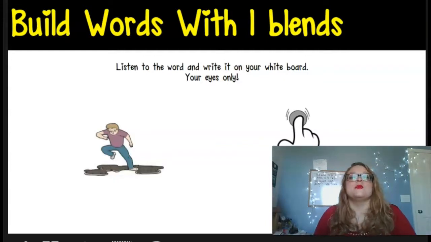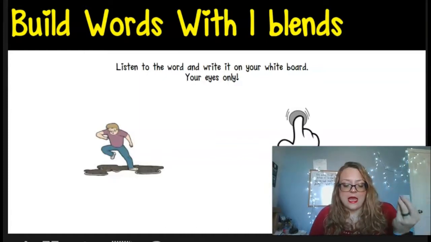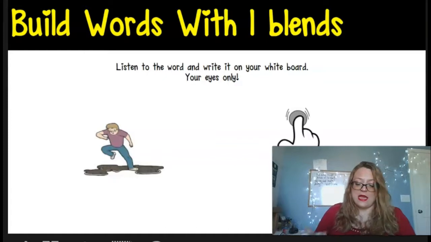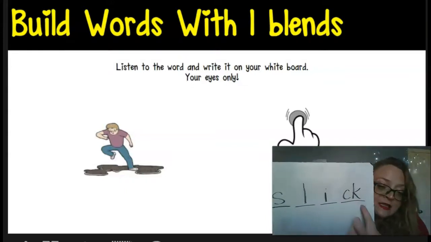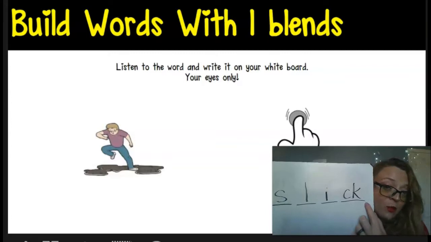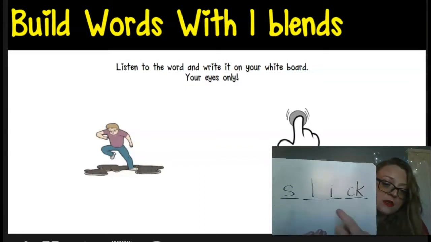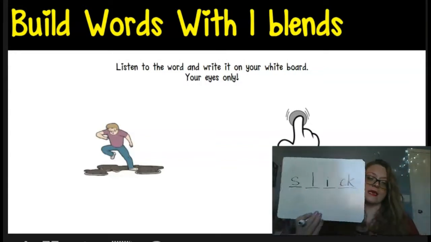And then we come to K. Now, when we have a short vowel and a K at the very end of the word, we need 2 letters to help us make our K sound. And those 2 letters are CK. It's still 1 sound, so I'm going to put them on 1 line, but I just know that they're 2 letters that make 1 sound. So, S, L, I, K, slick. Okay?